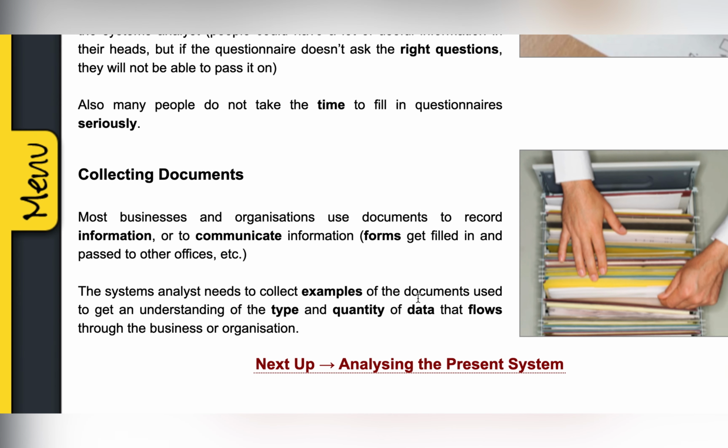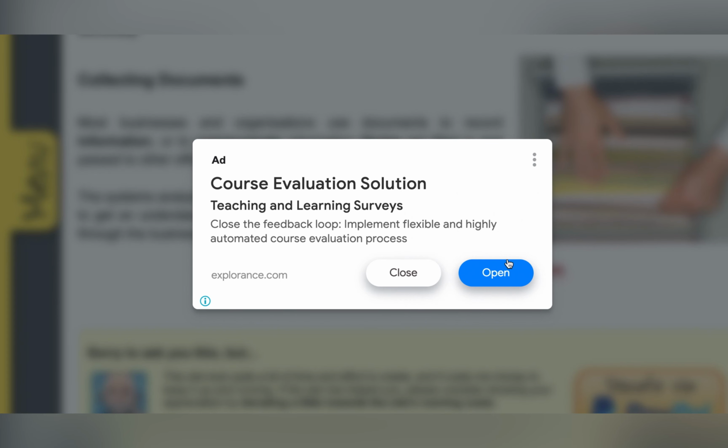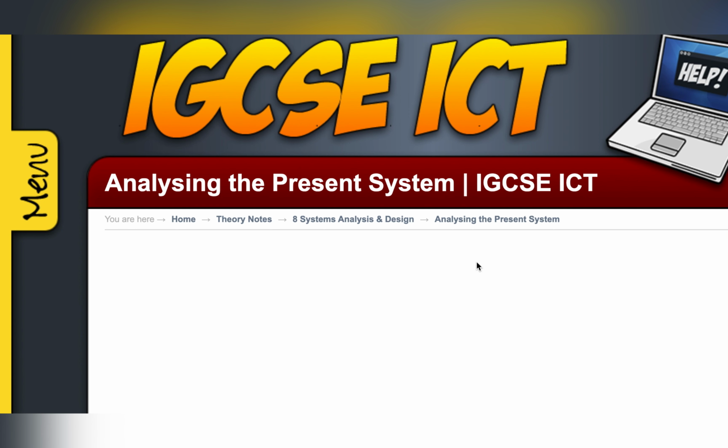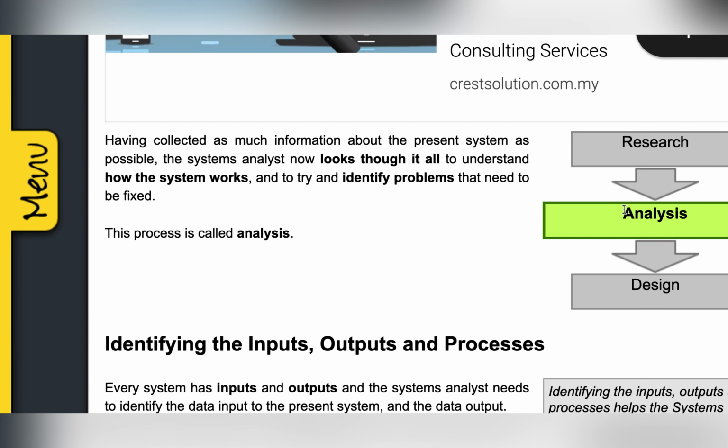Now let's talk about the next one, which is analyzing the present system. After research, we analyze. After we carry out some research, the next stage is to analyze. Having collected much information about the present system, the next thing we do is to analyze the information that we've collected. We look through all the information, and we see how the system works. So after gathering all this information, we look through it to understand how the system works.